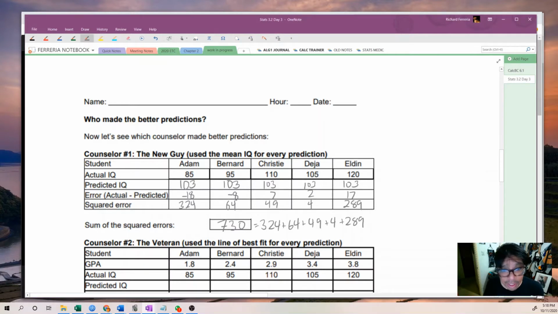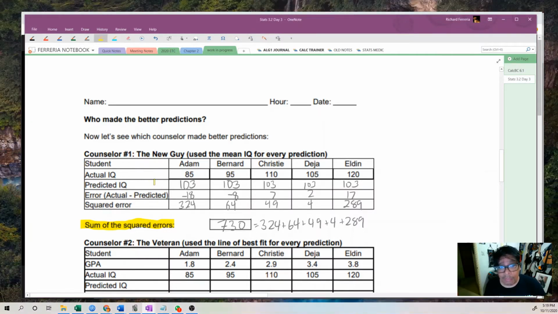You get 730 if you add them all together. And what is that number really? Well, that is the sum of all the squared errors. And you might want to think about that as an expression of how well or how poorly the prediction went when we used the mean IQ for every prediction. Let's take a look at the veteran.